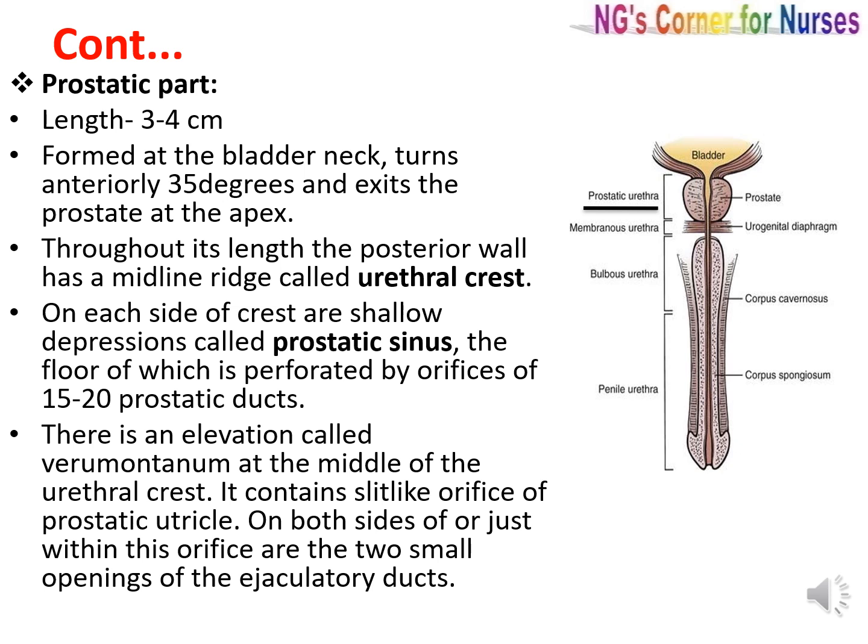There is an elevation called verumontanum at the middle of the urethral crest, and it contains the slit-like orifice of prostatic utricle, and on both sides of or just within this orifice are the two small openings of the ejaculatory ducts.